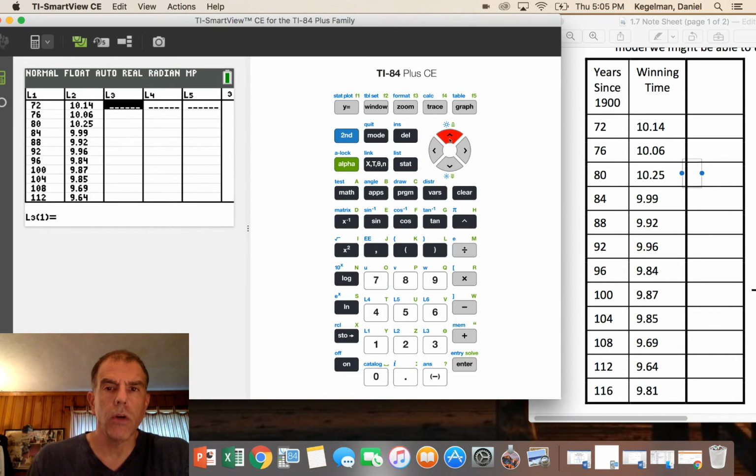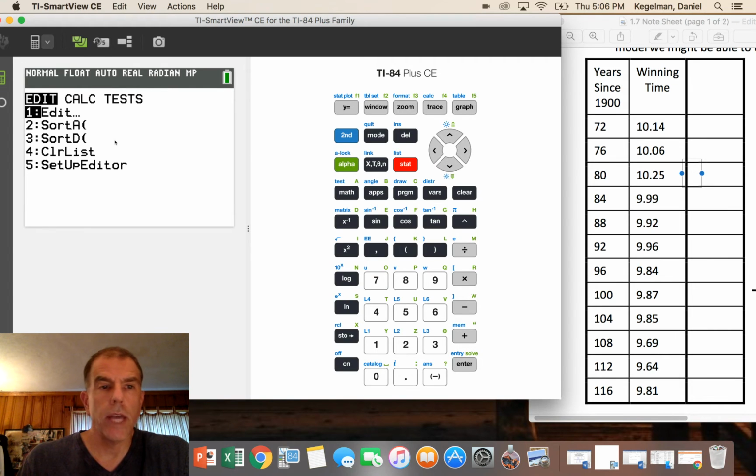One caution, though: don't go up to the top and then hit delete. If you do that, it's literally going to delete the entire list. For example, in list 3, if I hit delete, it'll just disappear, and I'll have list 1, list 2, list 4, list 5. If that ever happens to you, or if it's already happened on your calculator, you can go back to stat, go down to setup editor, and just choose option 5, and that'll bring back all of your lists, 1, 2, 3, and so forth.